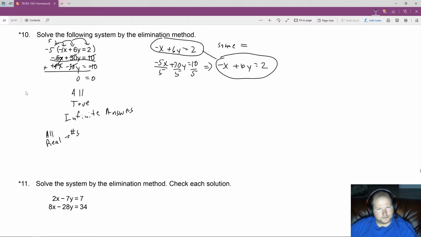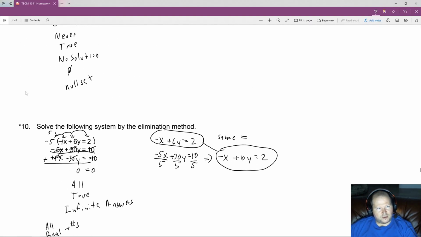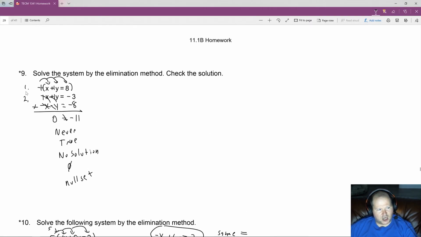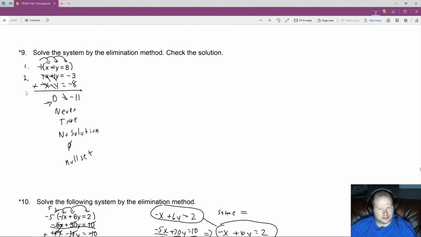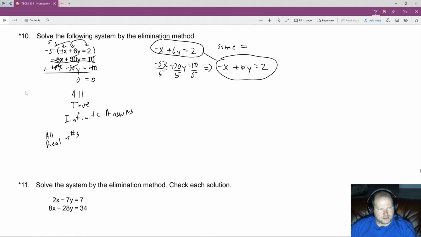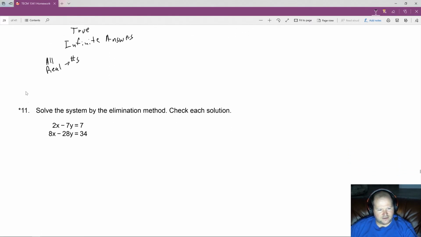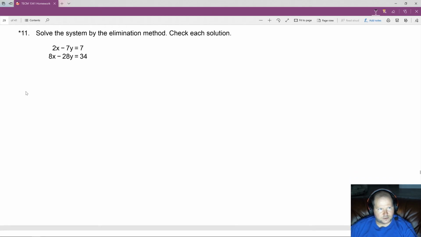So let's try the next one. Now, before we move on, though, I want to show this one. Whenever you have a constant equal to another constant, like 0 is equal to negative 11, that's never true. One constant is never equal to a different constant. In the next instance, we have 0 equal to 0. So when is the constant equal to itself? Always. So in one case you have no solution, in the other case you have infinite solutions. Let's try the next one.